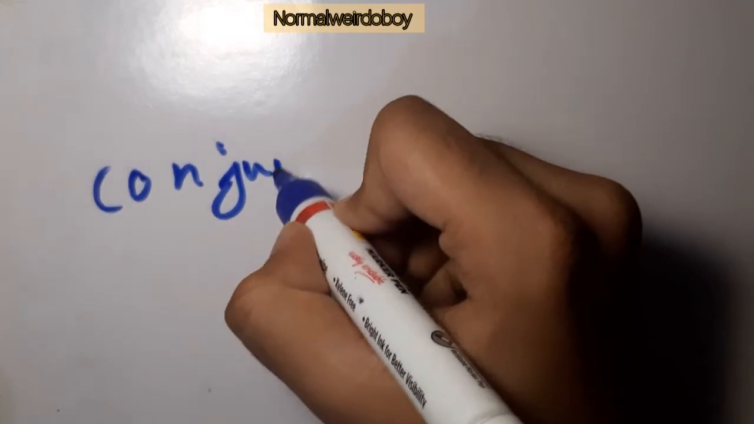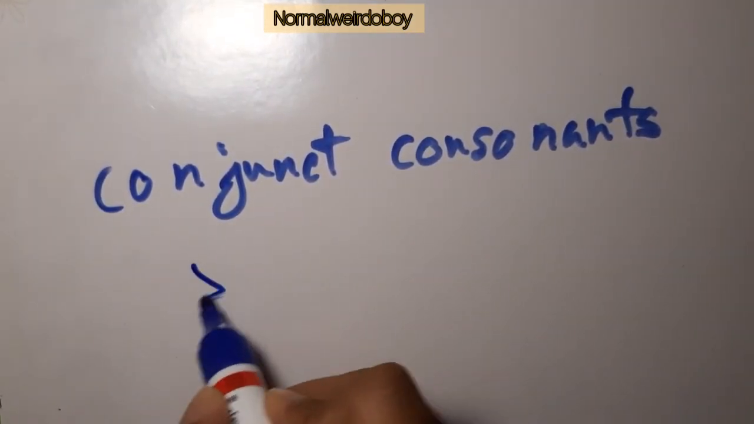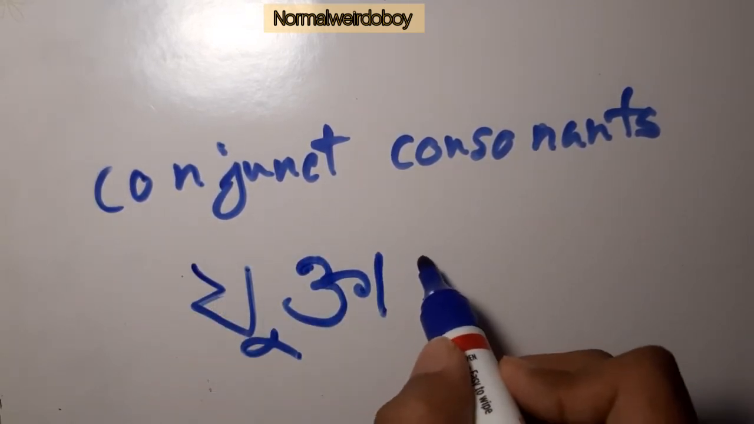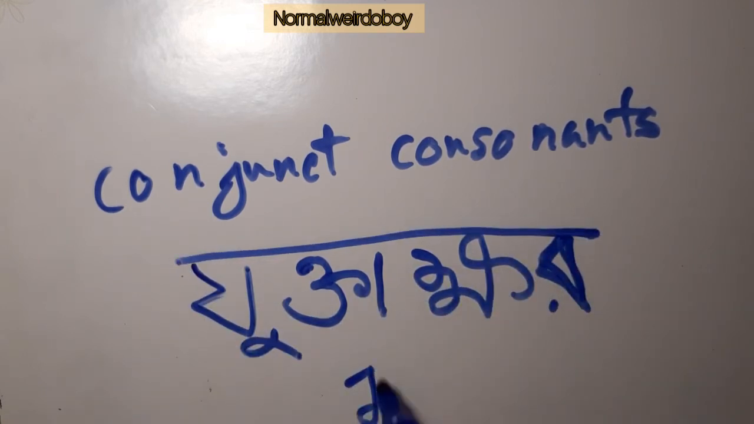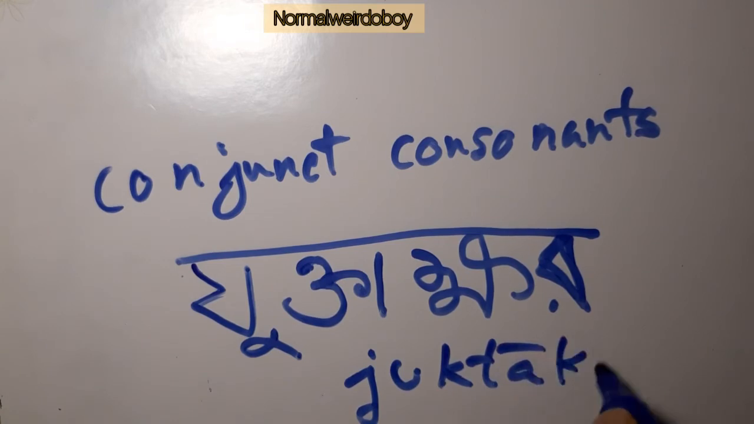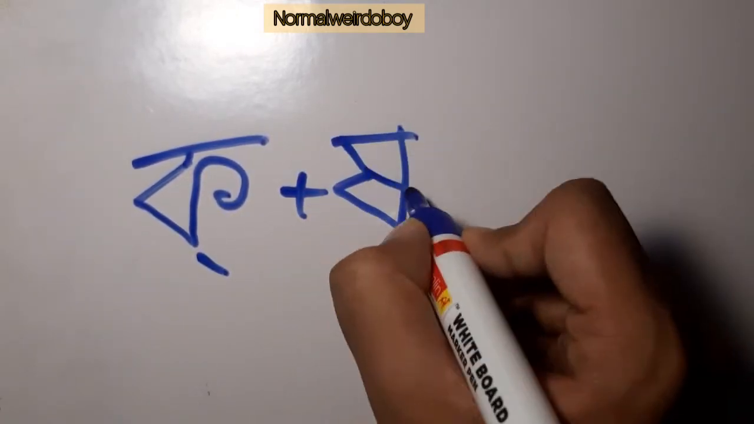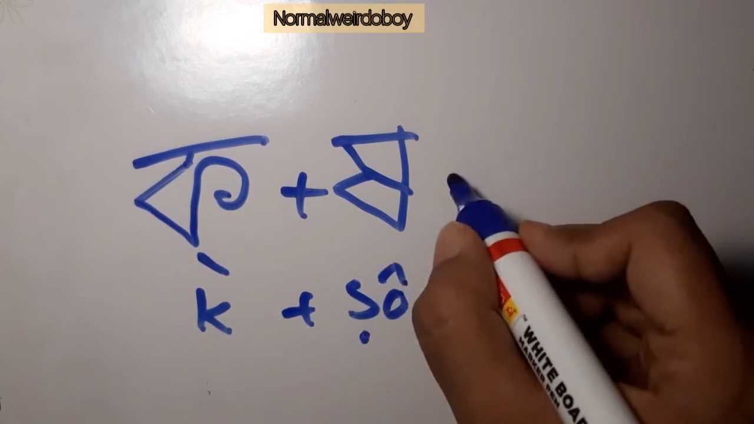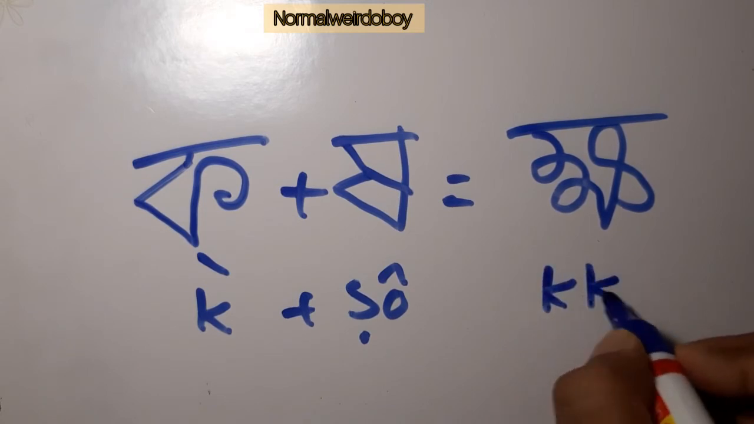Now let us learn some important conjunct consonants, which are known as juktākkhôr in Bangla. Firstly, kho plus sha, this is mudhanno sha, becomes kha. It is like a hard kha, so kha.